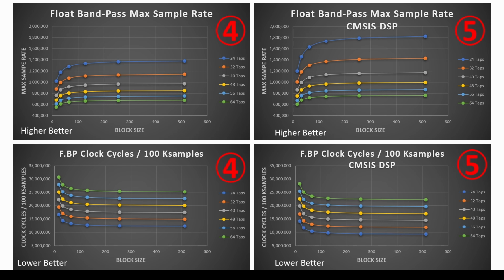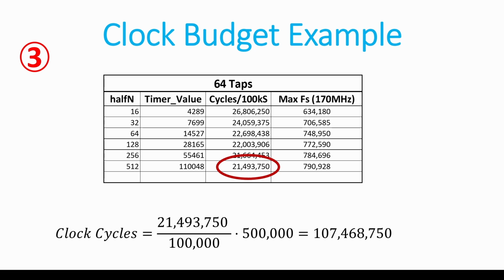By looking at the bottom graphs, we can see that we are cutting out close to 5 million extra clock cycles for each 100,000 samples. Lastly, let's look at a clock budget example.